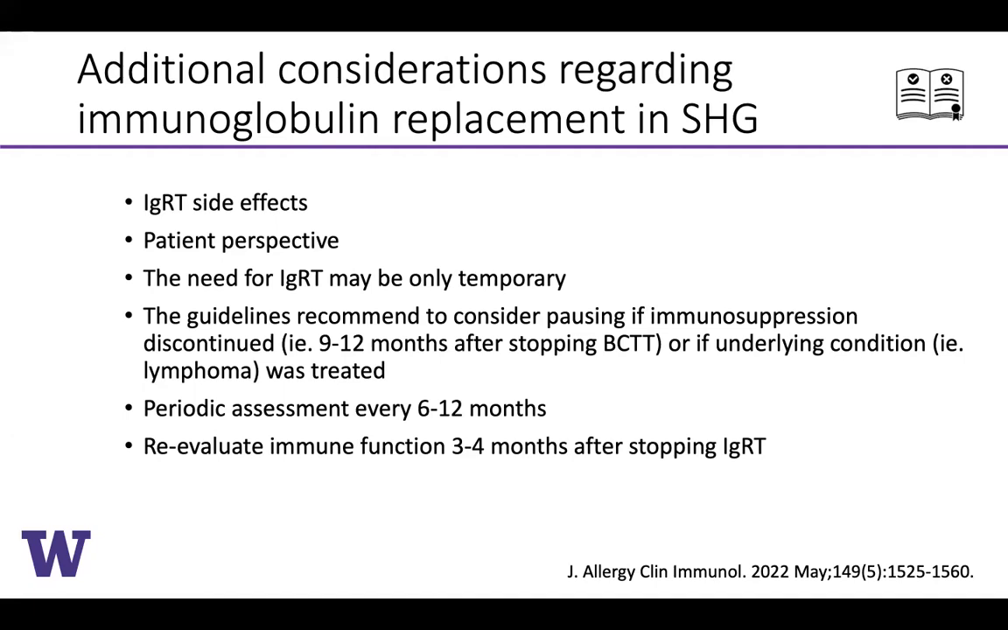Things to remember is that the need for immunoglobulin replacement can be temporary. The guidelines recommend considering pausing it if immunosuppression is discontinued, for example, 9 to 12 months after stopping things like rituximab, or if the underlying condition has been treated. And so periodic assessment every 6 to 12 months is recommended. And then a reevaluation of immune function 3 to 4 months after stopping immunoglobulin replacement therapy is another recommendation.